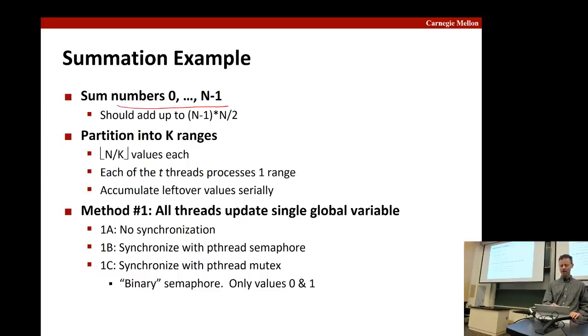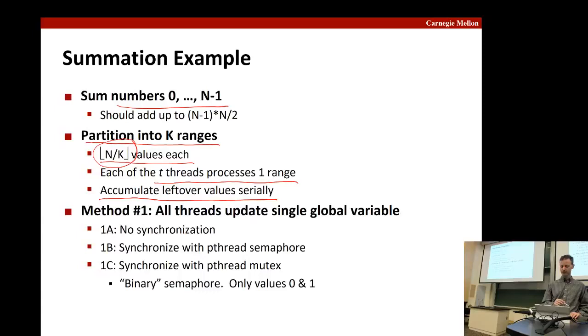And we're going to do that by partitioning the numbers into k ranges of this many values each. And then each of however many threads we have, say k threads, will process one range. It doesn't divide evenly necessarily, so there's going to be some leftover at the end of this range. And we're just going to accumulate that serially because it's not going to be that much if n is large enough.